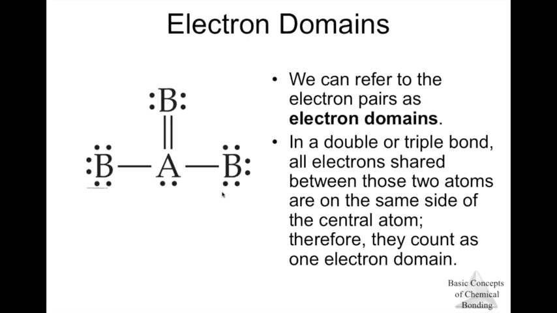So if we're looking at this molecule here, how many electron domains do you have? That's an electron domain. This is one. This still counts as one, and there's another one. So this one would have 4 electron domains.